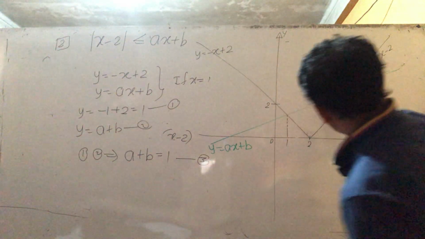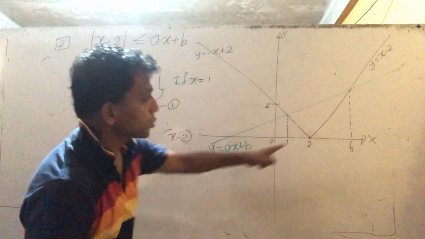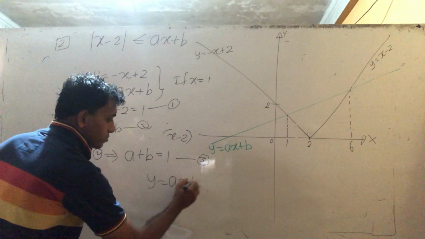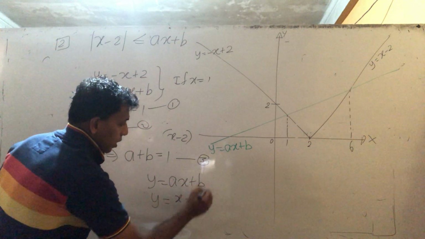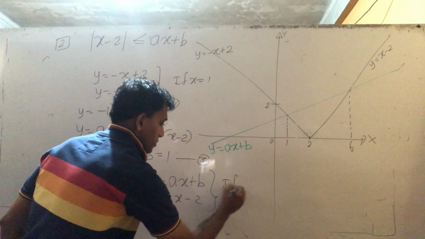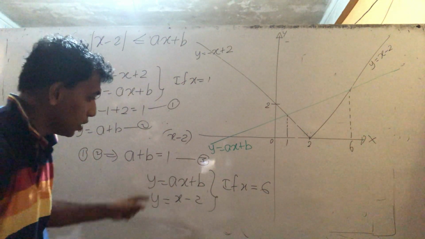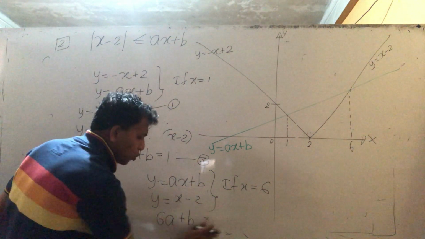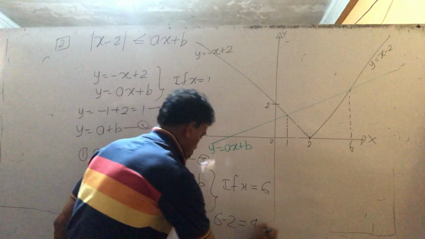Now take this pair, these two graphs, and solve to find the 6. So same idea, these two graphs solve. y equal a x plus b and that part y equal x minus 2. That solution becomes when x equal 6. When x equals 6, what are the y values? Both y's are equal. So put x for 6, therefore 6a plus b equal 6 minus 2, that is 4. I say this is my fourth equation.